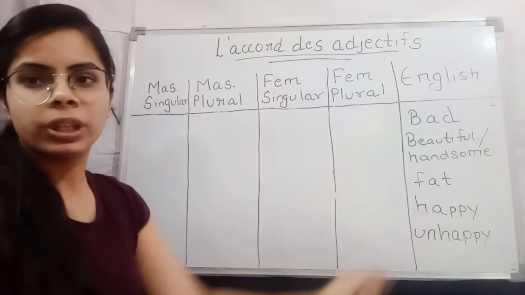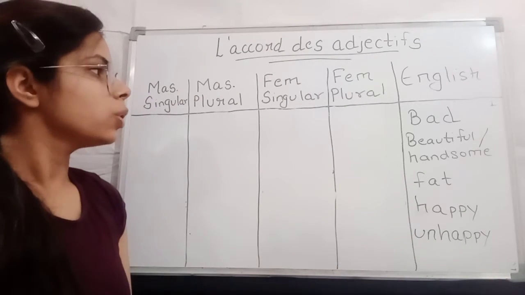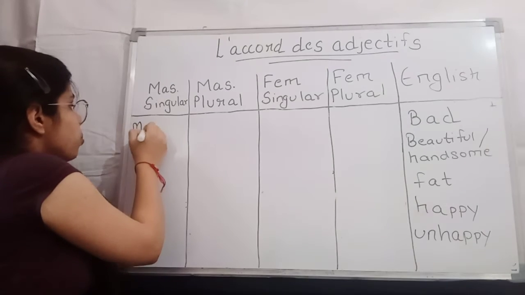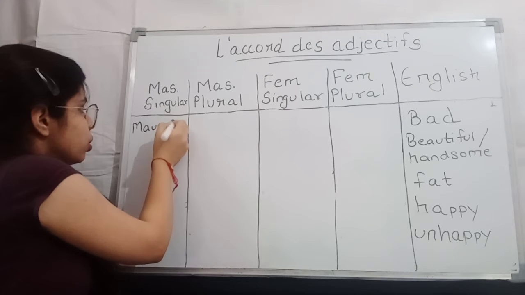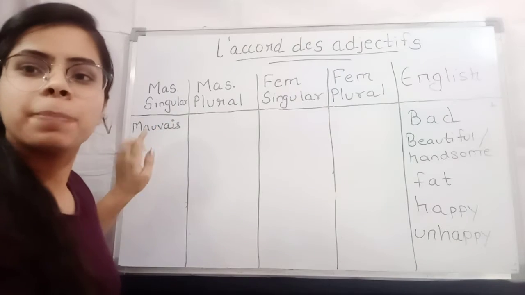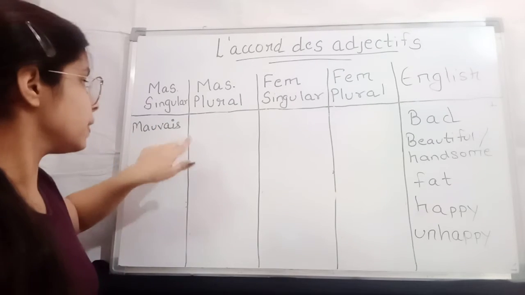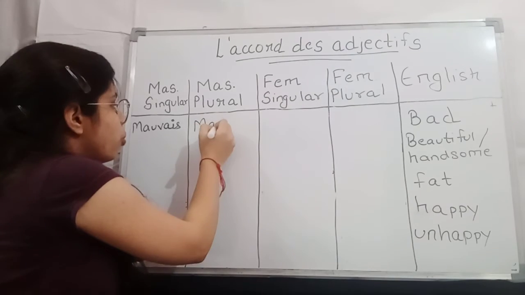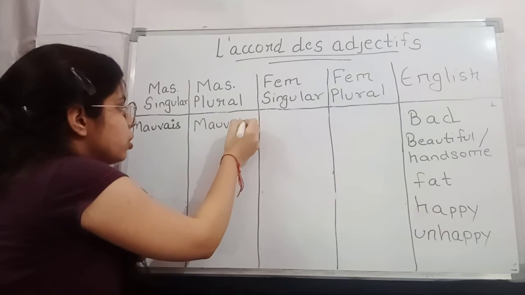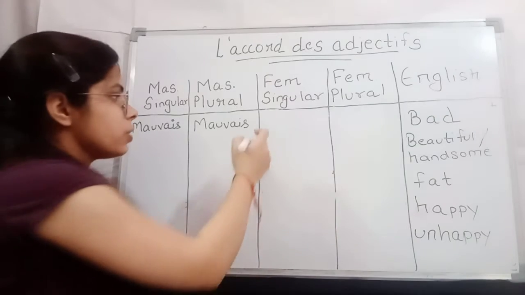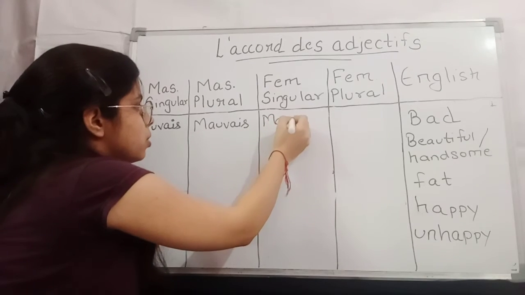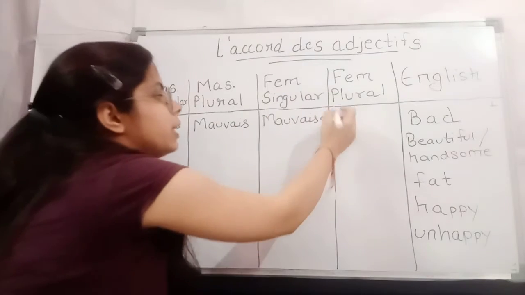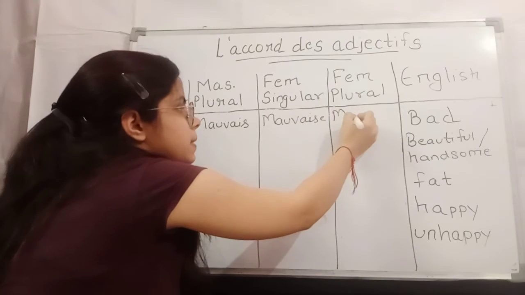These are few more adjectives that are used commonly. The first one is bad. Bad is written as mauvais. To make it plural, the spelling will remain same. The reason is it is already ending with S. So it will remain mauvais. Okay. To make it feminine, we just have to add an E. Mauvaise. And to make it plural, just add an extra S.